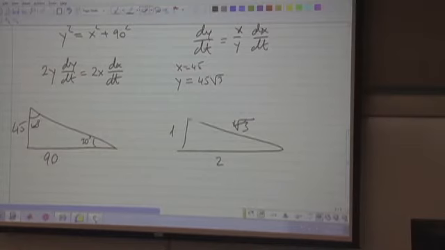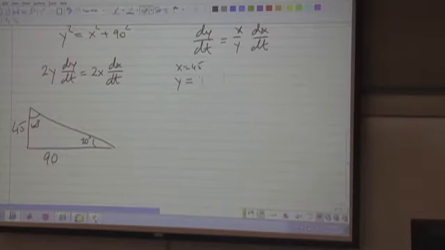Okay. Wrong. The famous triangles. This is 1, this is 2, and this is square root of 3. So, anyway, I'll blame it on I didn't have enough coffee yet.